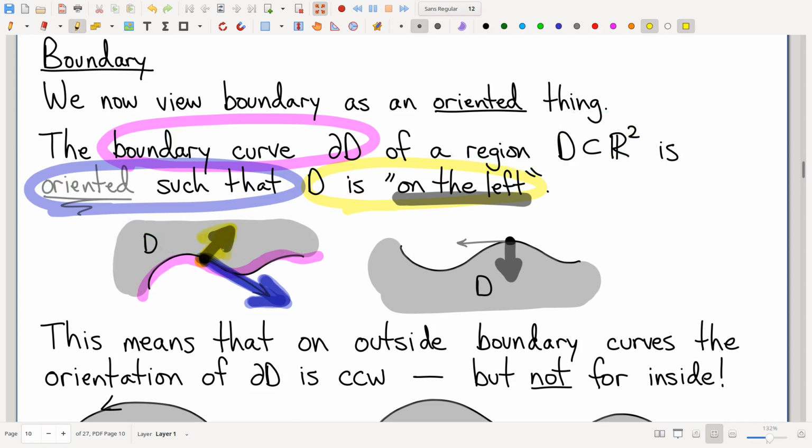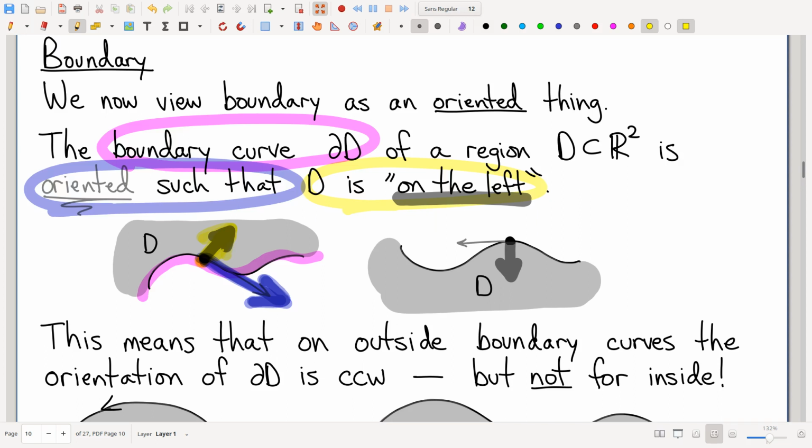Okay, so we got two different directions that we could move along this purple curve. I could go this way. I could go this way. Think of it like a road. You can drive two different directions along a road. Always go along that boundary such that as you go that way, the region's on your left. Does that make sense? Okay.